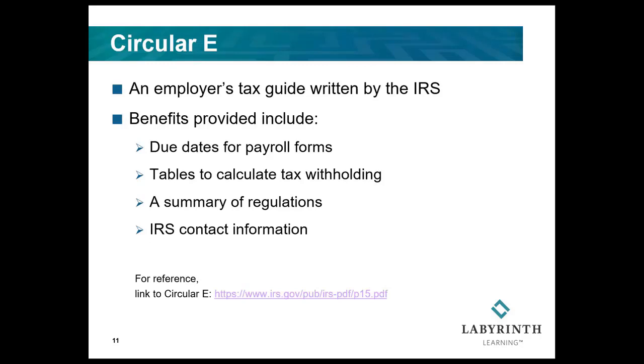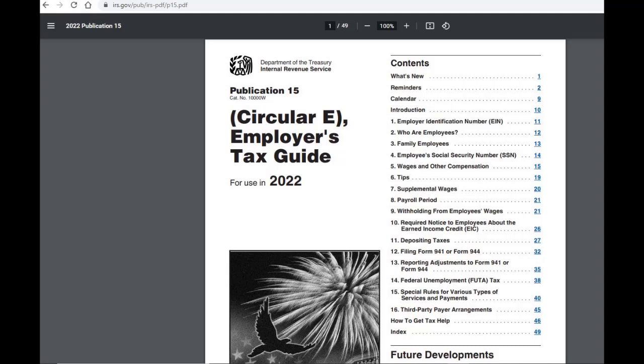Circular E. Anyone that wants to know about payroll could access Publication 15, also known as Circular E, and it's 48 pages. If you know Circular E, you pretty much know payroll. Let's take a quick look. Here it is. Again, 48 pages of information. It tells you everything about employer identification number, family employees, federal unemployment tax, depositing taxes, Form 941, 944, how to get tax help, and so forth.